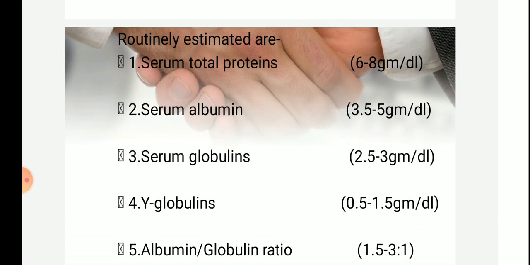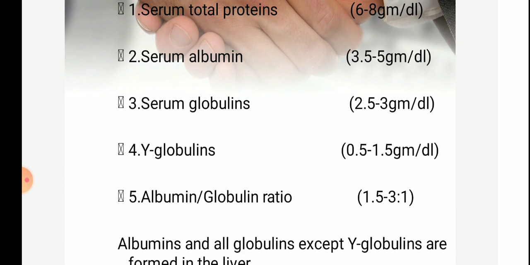So you should be aware of this. This could be asked even as a 3 marks question or even in the viva. The common values you should know. The serum total protein 6 to 8 grams per deciliter. Serum albumin 3.5 to 5. Globulins 2.5 to 3. Then gamma globulins 0.5 to 1.5. So AG ratio 1.5 to 3.1.